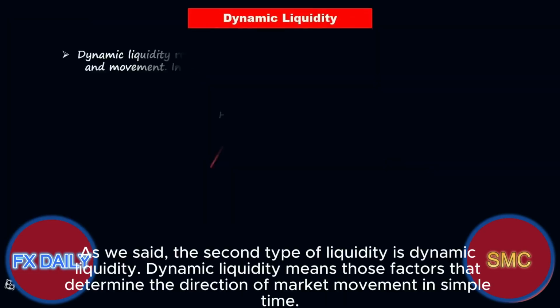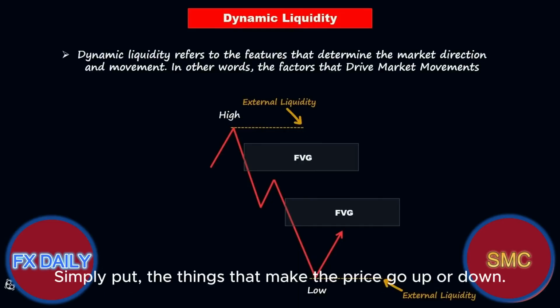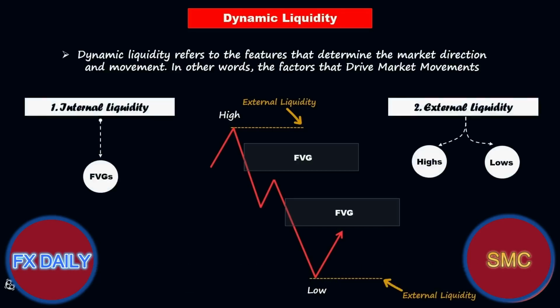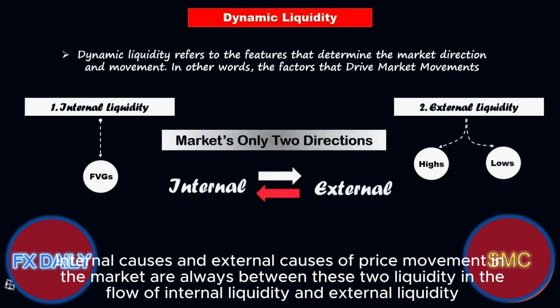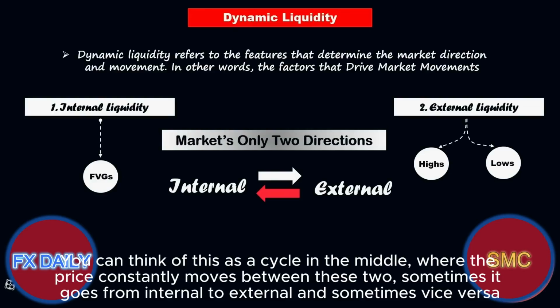As we said, the second type of liquidity is dynamic liquidity. Dynamic liquidity means those factors that determine the direction of market movement in real time. Simply put, the things that make the price go up or down. In the discussion of dynamics, we deal with two main factors that always affect the price: internal liquidity and external liquidity. You can think of this as a cycle, where the price constantly moves between these two. Sometimes it goes from internal to external and sometimes vice versa.